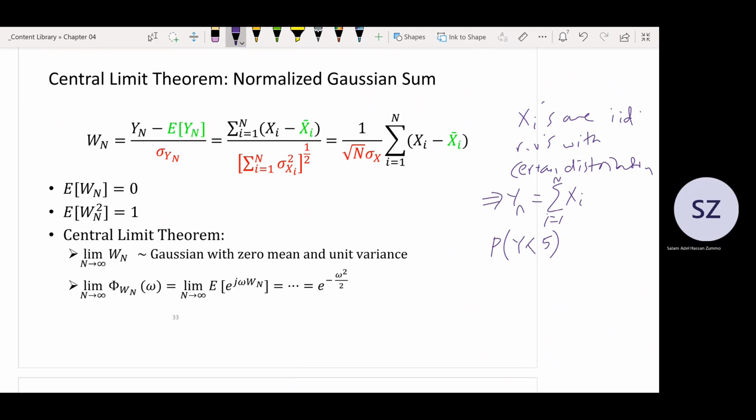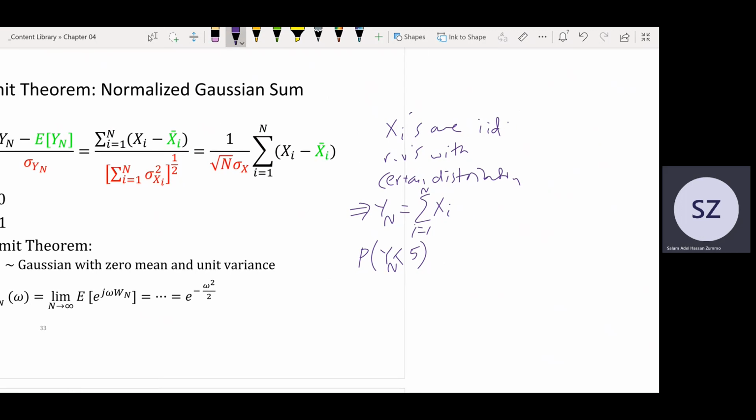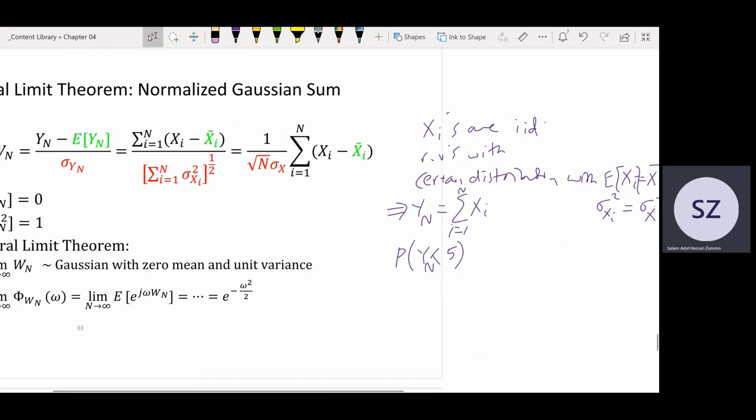How to find it? So I set the distribution; I give you the details. I've taken the numbers without coming up with a specific problem. With a certain distribution, such that the expected value of xi equals x bar and the standard deviation of xi equals sigma. Find the probability that yn is less than this. How to find it?